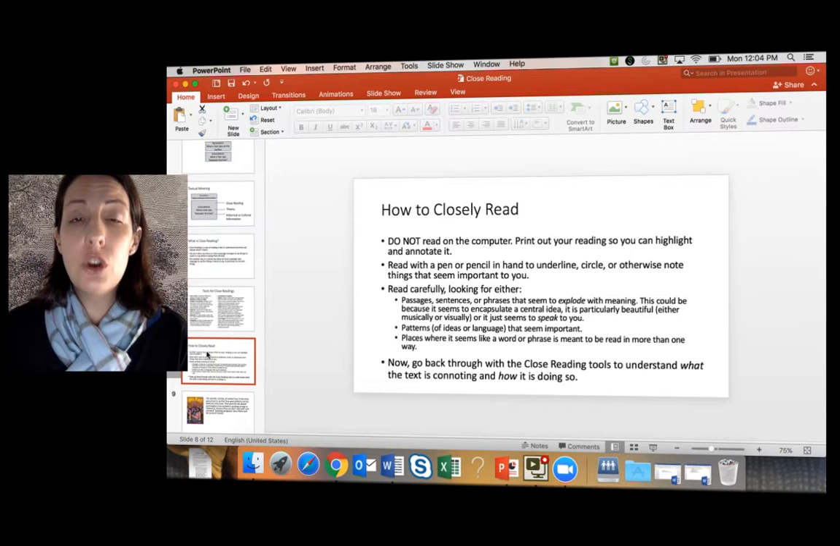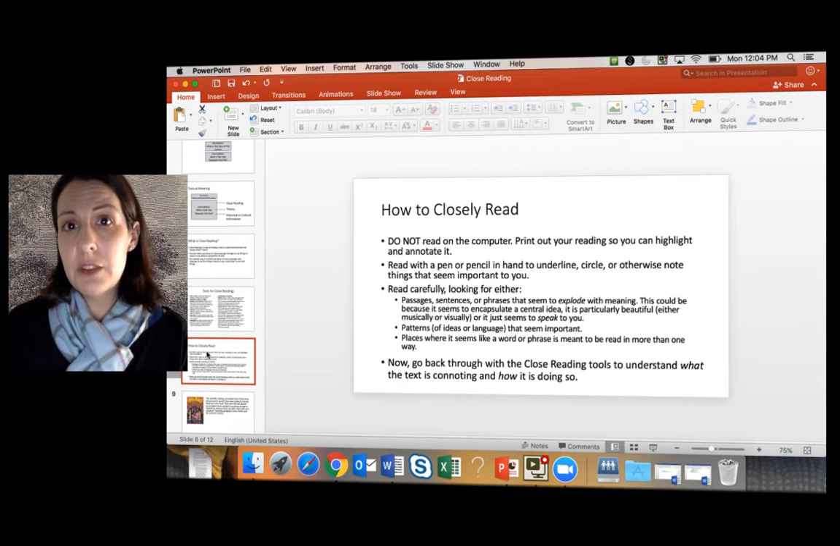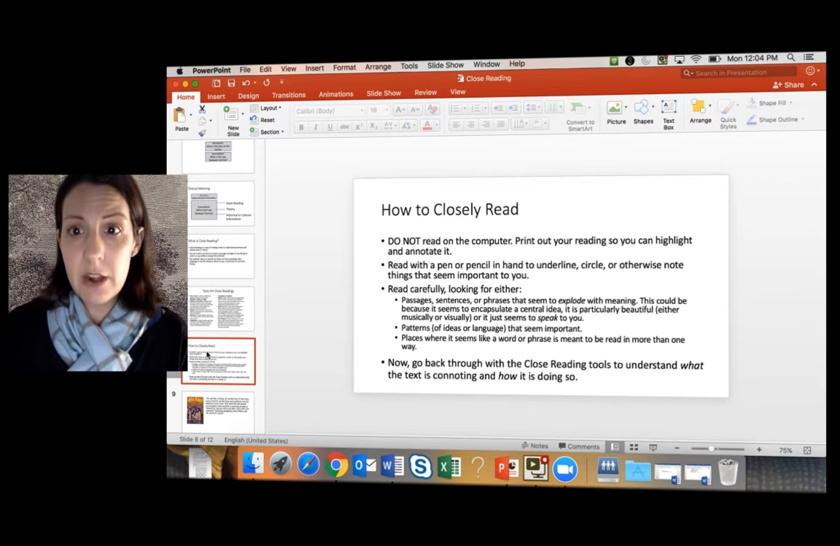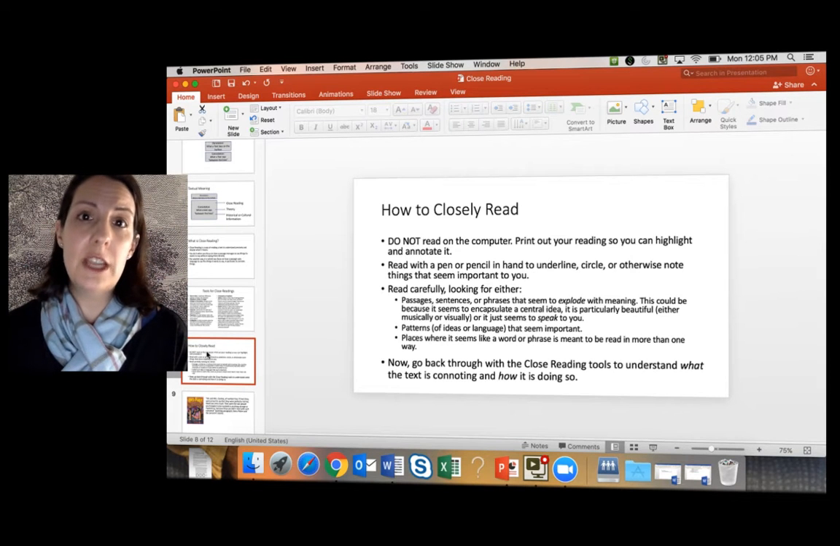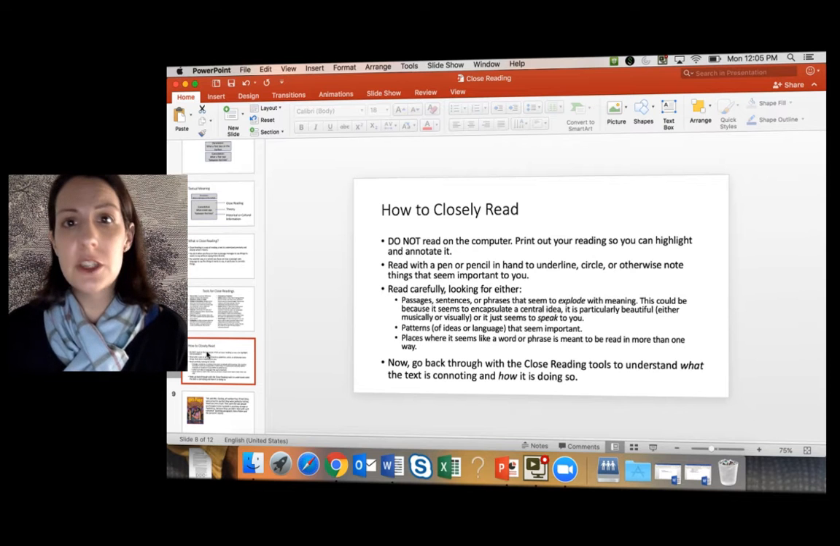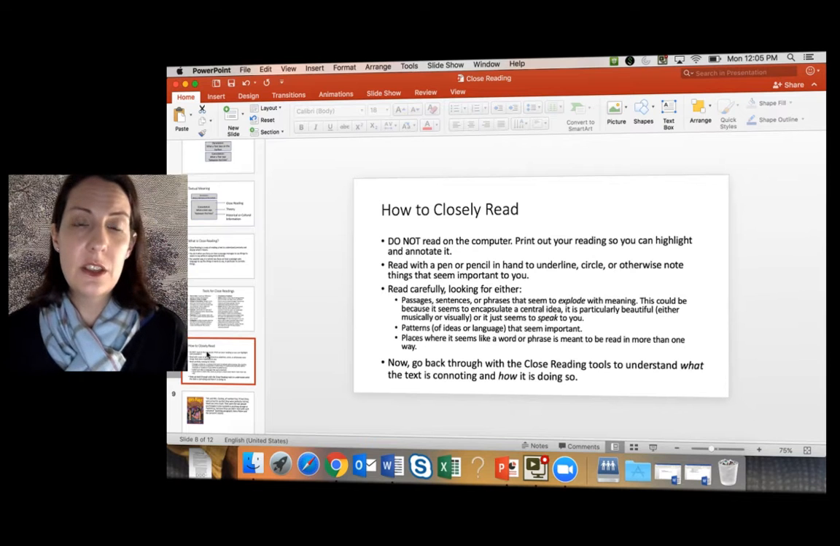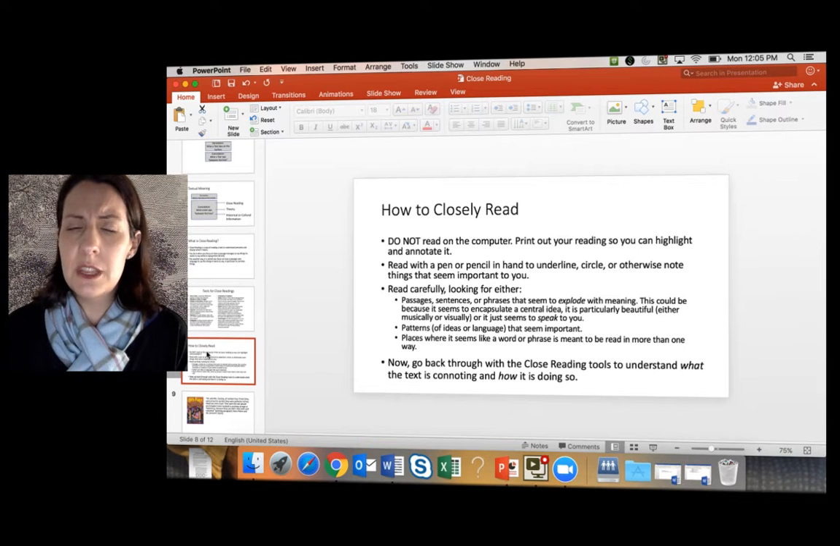First of all, don't read on the computer. If you're given a PDF, I want you to print it out and read it on paper. The reason why is you tend to read more deeply when you're reading things on paper. It also gives you the chance to annotate your text, that is, to highlight it, make notes in the margins, underline, circle, etc. And that's the second piece of advice. When you're reading, read with a pen or a pencil in hand so that you can underline, circle, or otherwise note things that seem really important to you.